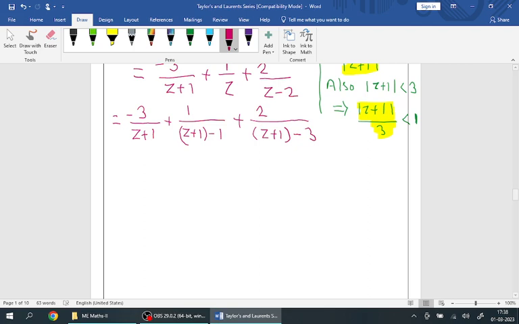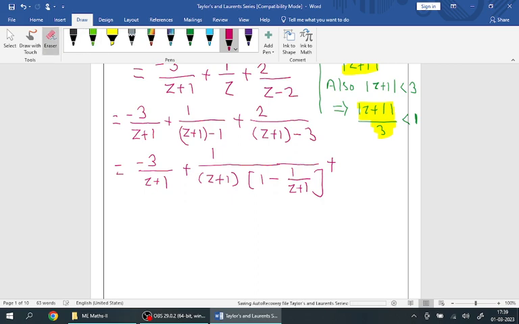So the next step: first term, no change. Second term, I'm going to take Z plus 1 as a common. So if Z plus 1 is common, we are left with 1 minus 1 upon Z plus 1. And the last term we take minus 3 common. Okay, my mistake. So we should take minus 3 as a common. So minus 2 by 3, 1 upon... so we are taking minus 3 common. So 1 minus Z plus 1 upon 3.